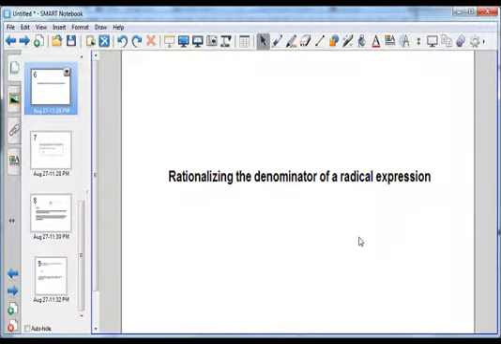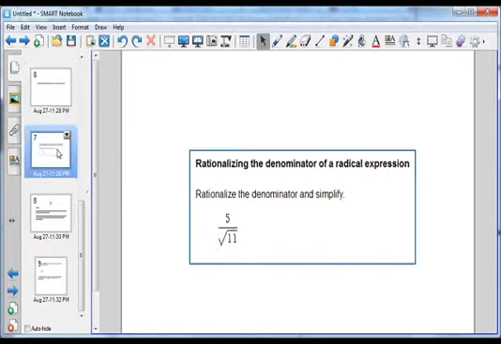We are rationalizing the denominator of a radical expression. The problem will look something like this. Rationalize the denominator and simplify. 5 over the square root of 11.